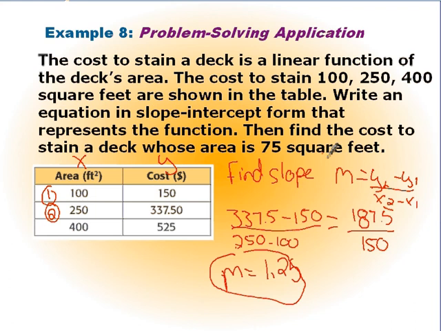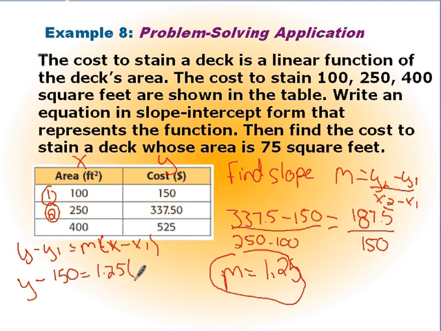our slope. Make sure that you get all this copied down because now I'm going to erase it so that way I can do my point slope form. Okay, so point slope form is y minus y1 equals m times x minus x1. So y minus, here's my y1, 150, equals m, that's 1.25, times x minus x1, 100.